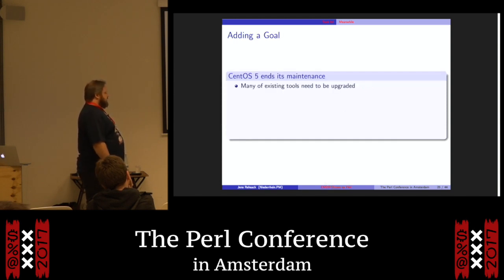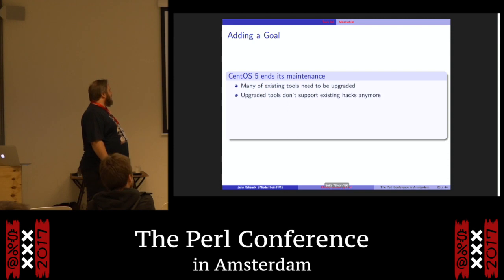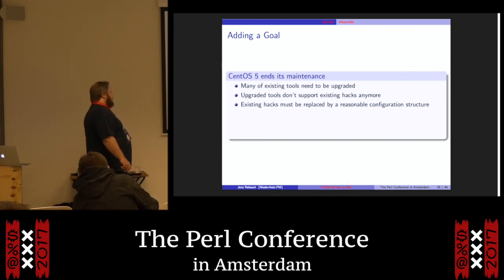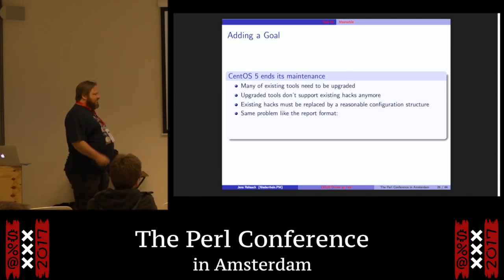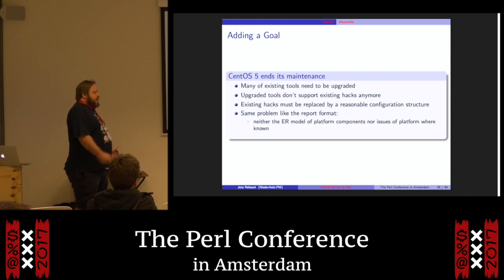CentOS 5 and its maintenance. We need to upgrade Puppet, new hierarchy structure, and so on. All the old hacks can't be supported anymore. We have to develop a reasonable configuration structure, and we could not stay at the old format because, well, it was full of hacks. But the developers who have to develop the CentOS upgrade did not know anything about this platform, and they don't care.